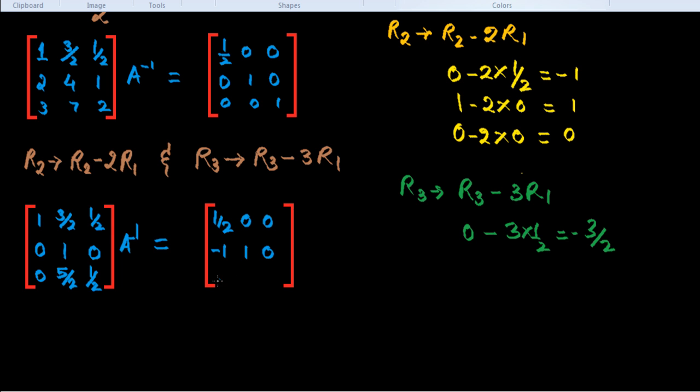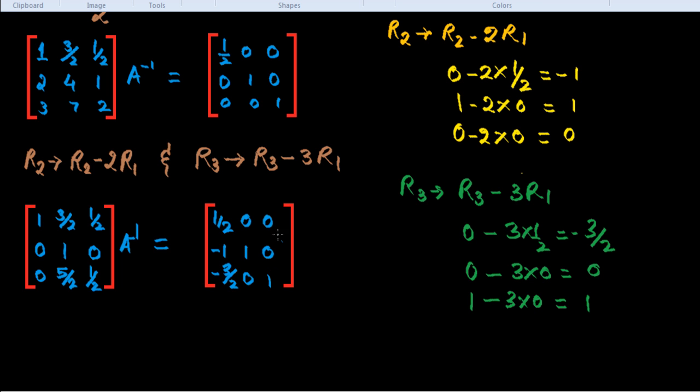Minus 3 by 2. Here you see it is 0 minus 3 into 0, so it would be 0. Here you see it is 1 minus 3 into 0, it would be 1. So this we have got now.